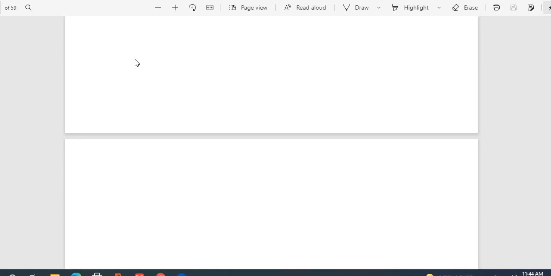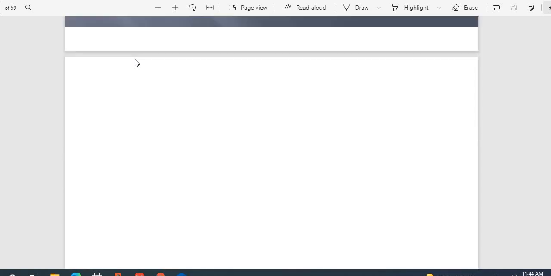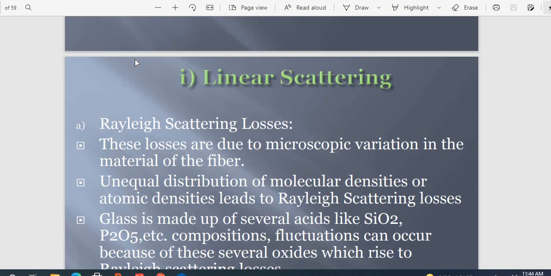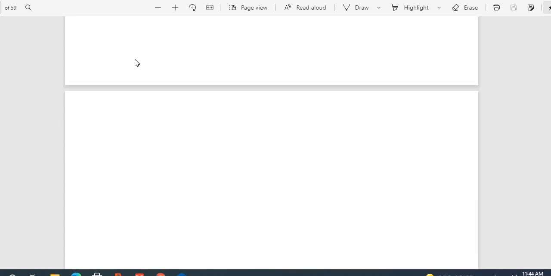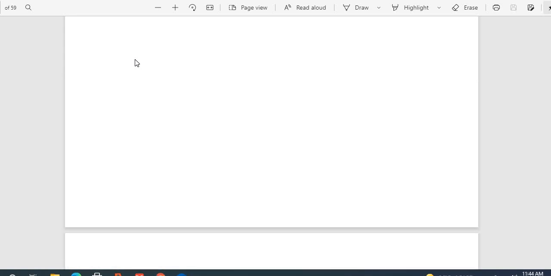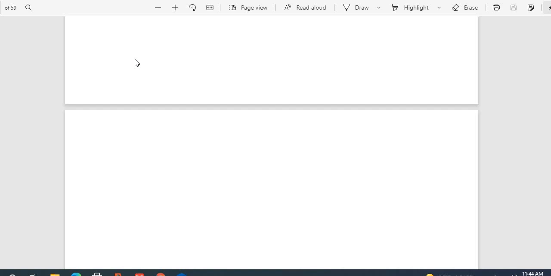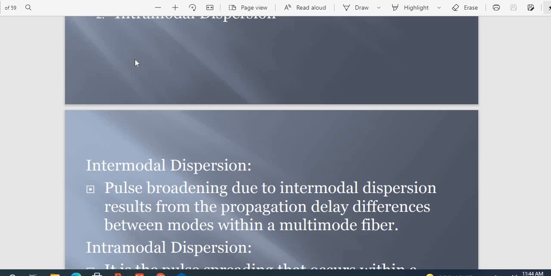In the further part, we will proceed with how we get linear scattering and how we get non-linear scattering. This we also covered, and we covered absorption losses also. Now we are proceeding with the laser, how the laser is useful and why we use it.